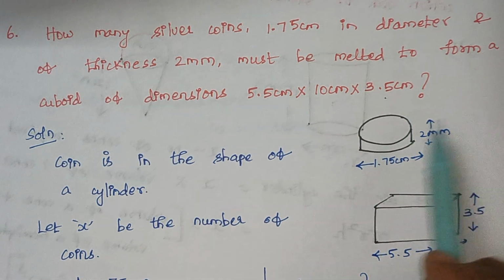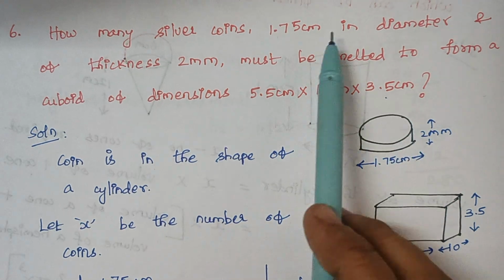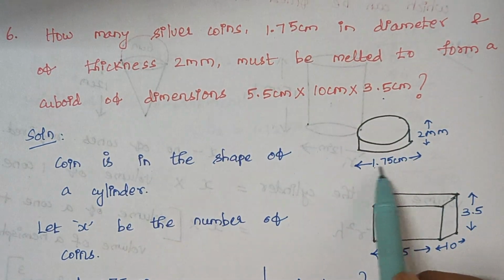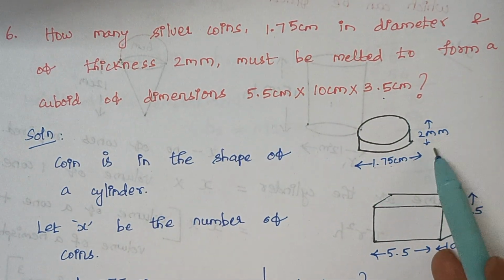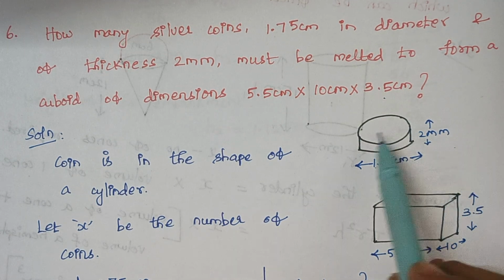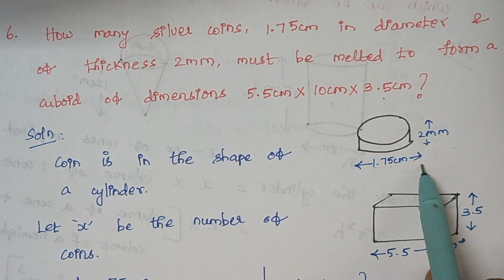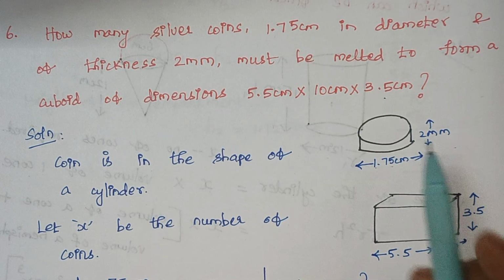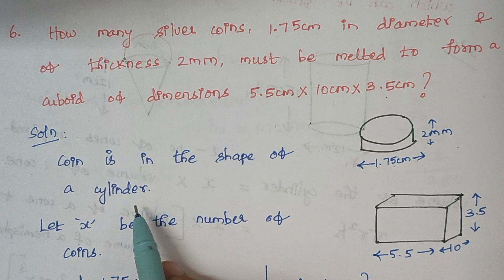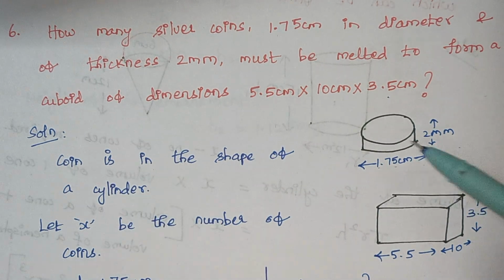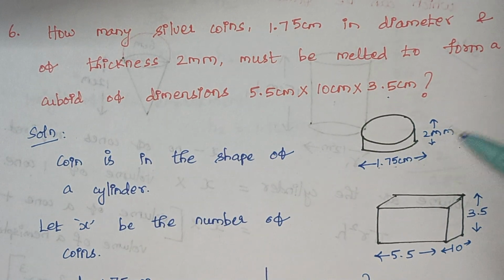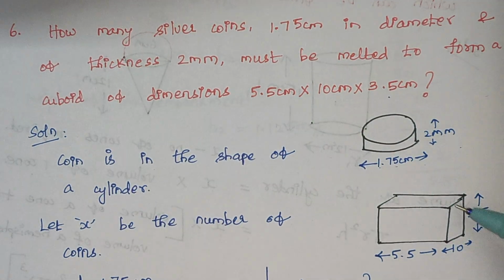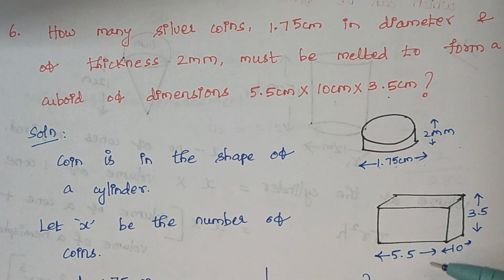Right? So here this is a silver coin whose diameter is 1.75 and whose thickness is 2 mm. So obviously this is a cylinder with some diameter and some height. So the coin is in the shape of a cylinder. And next, the number of coins we have to find, and this is the dimension of a cuboid, right? 5.5 by 10 by 3.5.